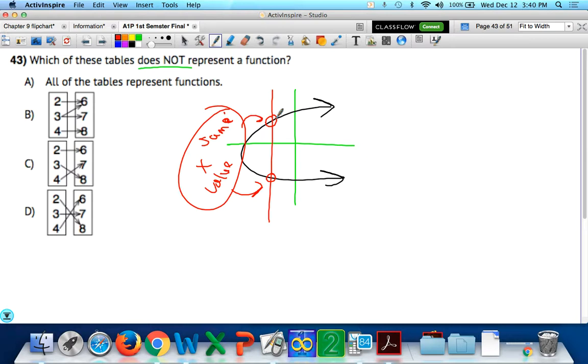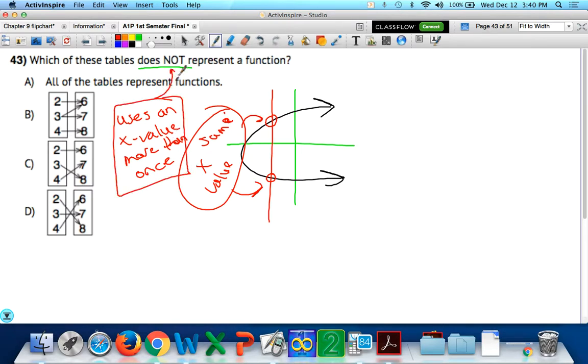So when something asks for us to find something that's not a function or check to see if something is a function, we're looking for unique or reused x values. So when we look through these little charts, we see option A is all these tables represent functions. That means you can't just cop out, okay? You've got to check them. We're looking for one that reuses an x value twice, so uses an x value more than once. That is what makes something not a function.